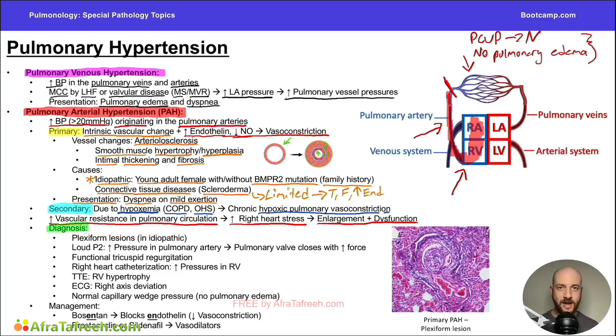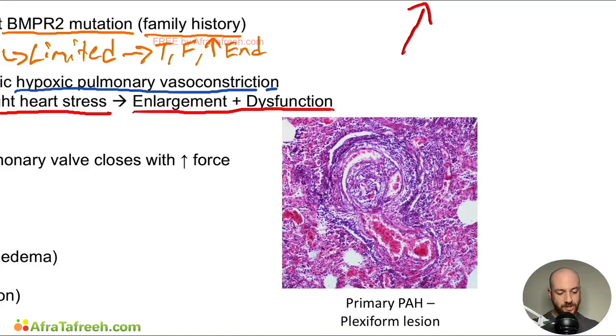So the first thing that you just kind of have to commit to memory is these plexiform lesions that are found in the vessels in the idiopathic form of pulmonary arterial hypertension. So just taking a look at this histology image here, we see this round structure here. This is the pulmonary arteriole, and then kind of perpendicular to this, we have this complex vascular channel that has formed. We can see kind of the lumen right here, and there's a lumen right here. These are called plexiform lesions that form in the idiopathic form of pulmonary arterial hypertension.